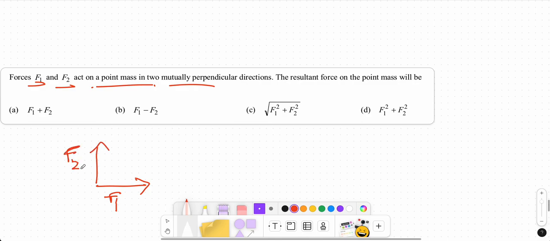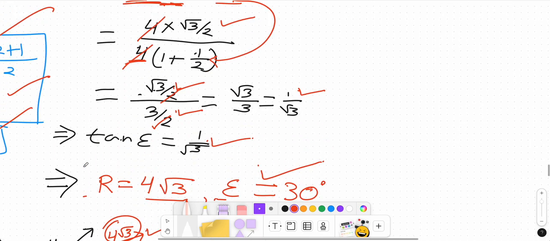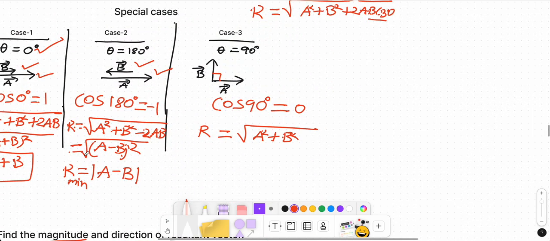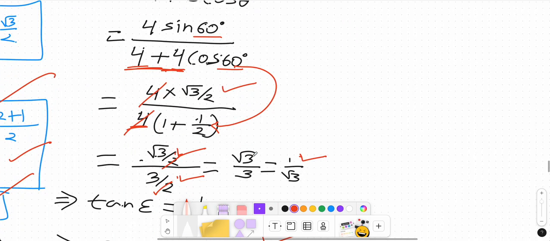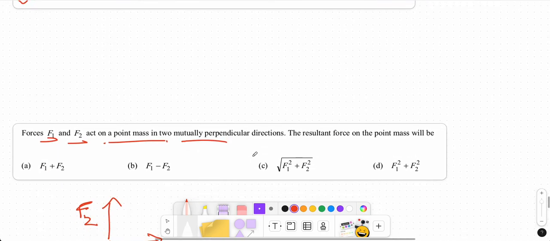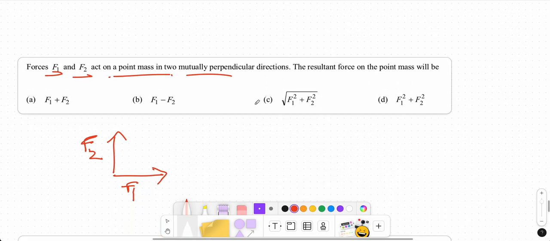Again already discussed in special case 3 that in this case, when angle between them is 90 degree, resultant R is equal to root over of A square plus B square. So here answer is root over of F1 square plus F2 square is your answer. Next question.